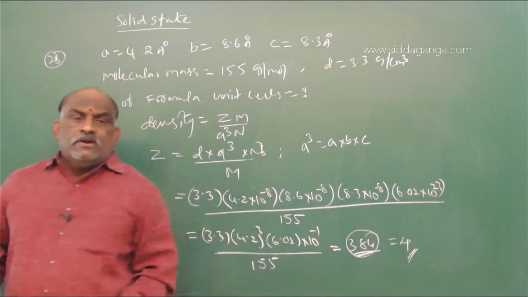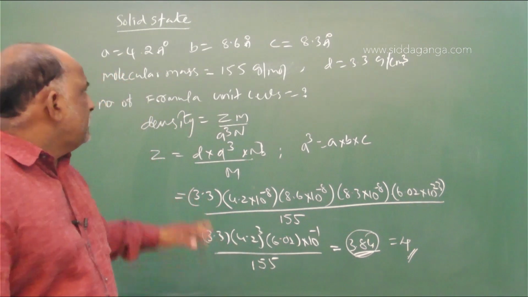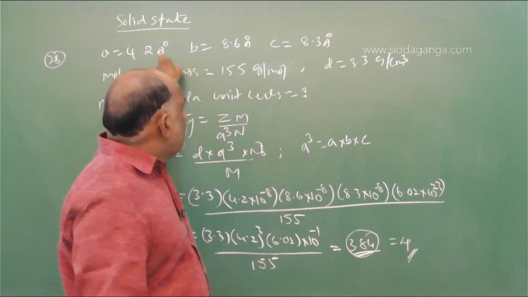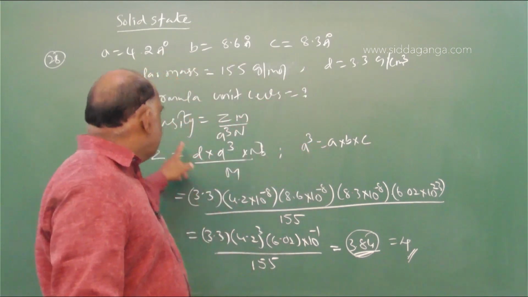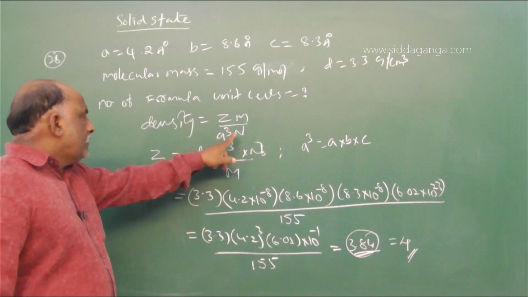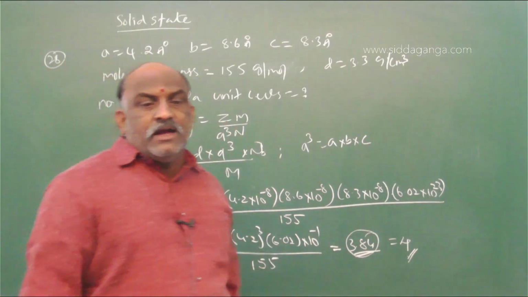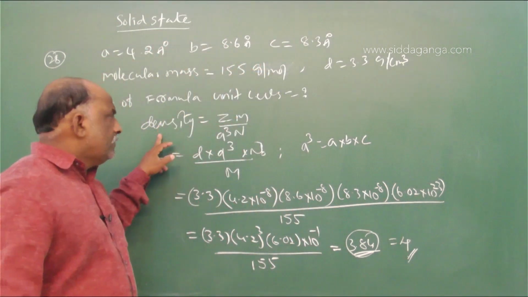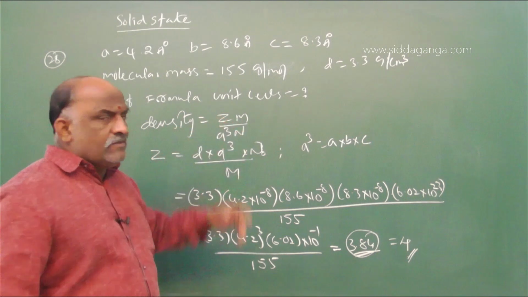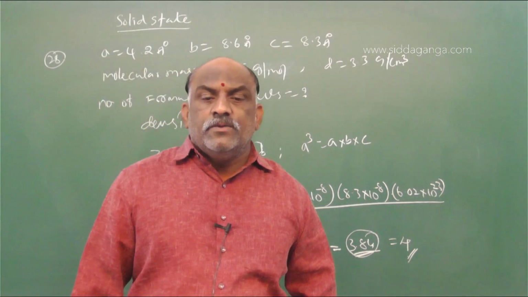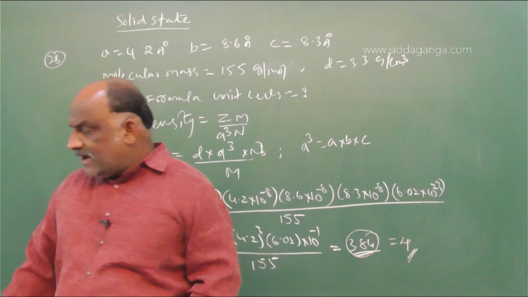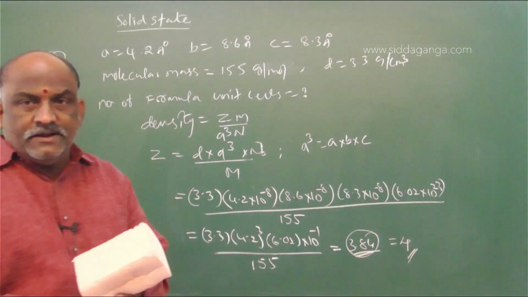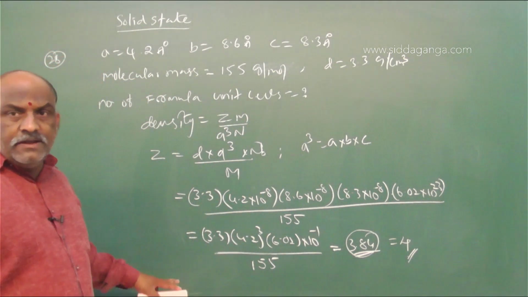I think so. Unit cell values were given, A, B, C. A into B into C is equal to what? A cube. A into B into C is nothing but A cube. So the density formula we know is Zm by A cube n. We have to find Z because we have to calculate the number of formula unit cells. So 4, because this is an FCC, face centered cubic unit cell. So 4 will be the right answer for question number 28. I think you understood, it is clear. Next.